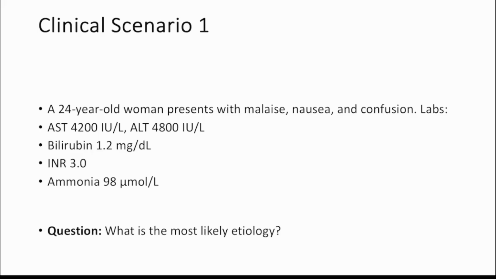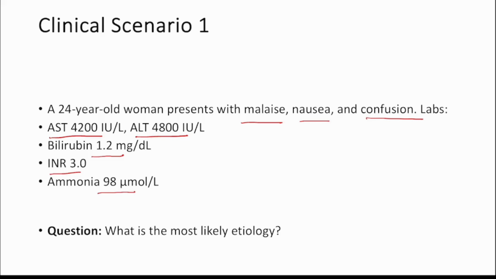A 24-year-old woman presents with malaise, nausea, confusion. LFT shows AST 4200, bilirubin is 1.2, INR is 3, serum ammonia is 98. What is the most likely diagnosis?